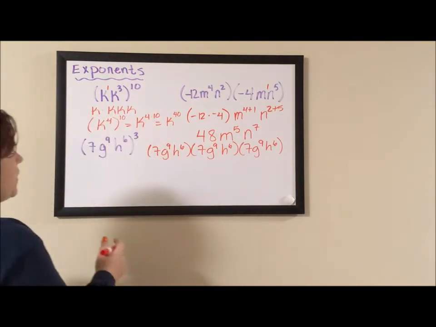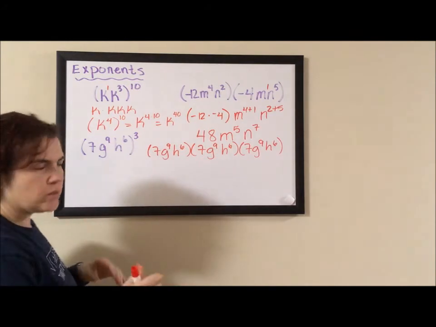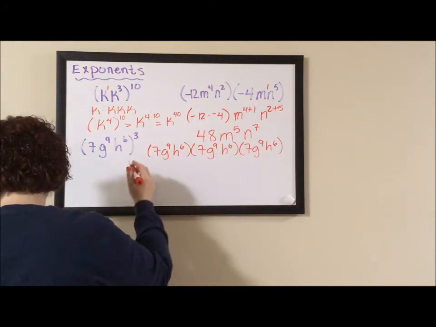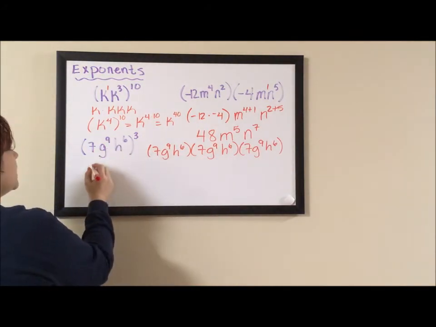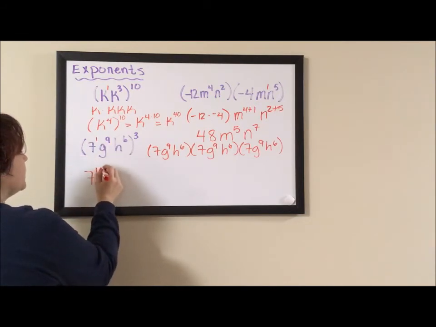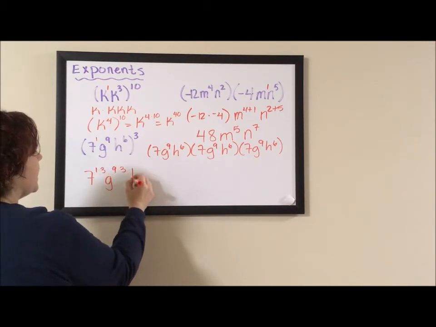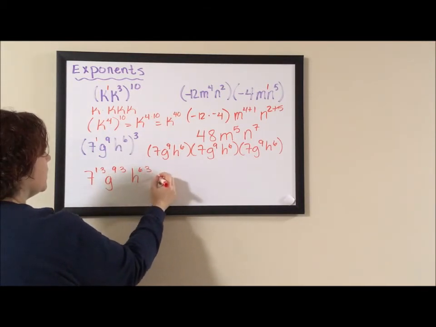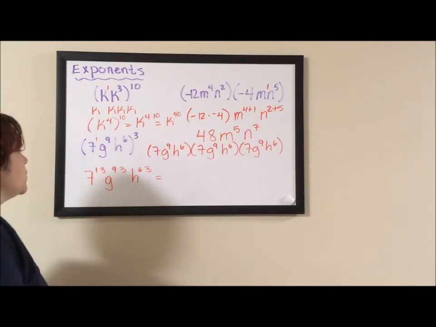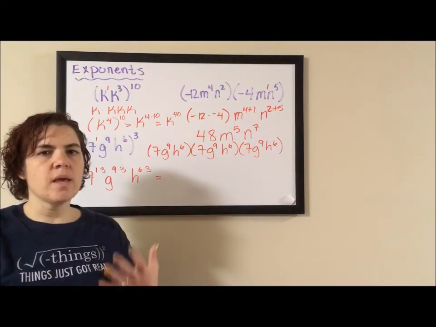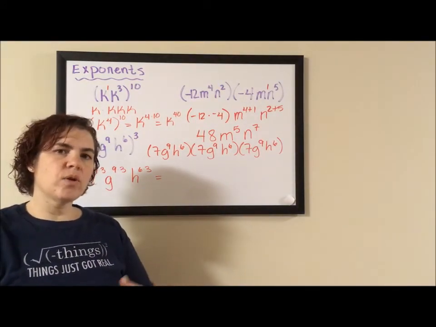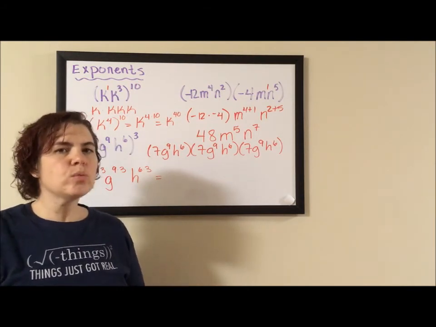We don't have pluses or minuses. We have negatives, but that's not pluses or minuses. So this cube gets distributed in. There's an implied 1 there. So I have 7 to the 1 times 3, g to the 9 times 3, and h to the 6 times 3.